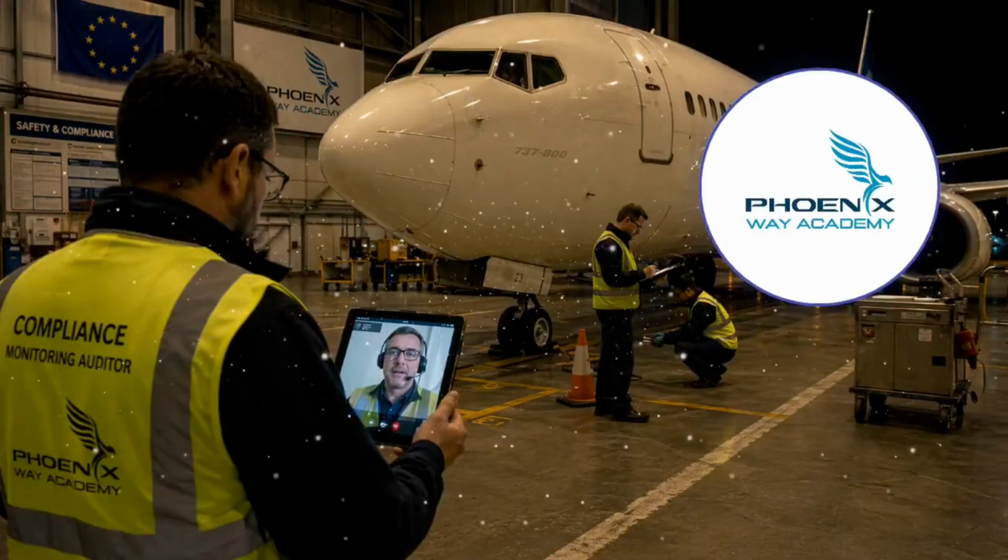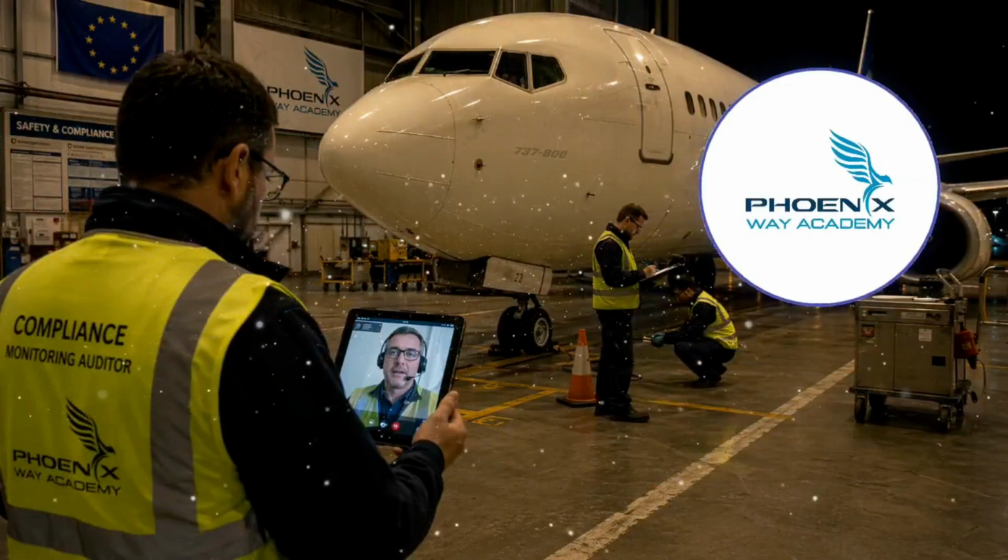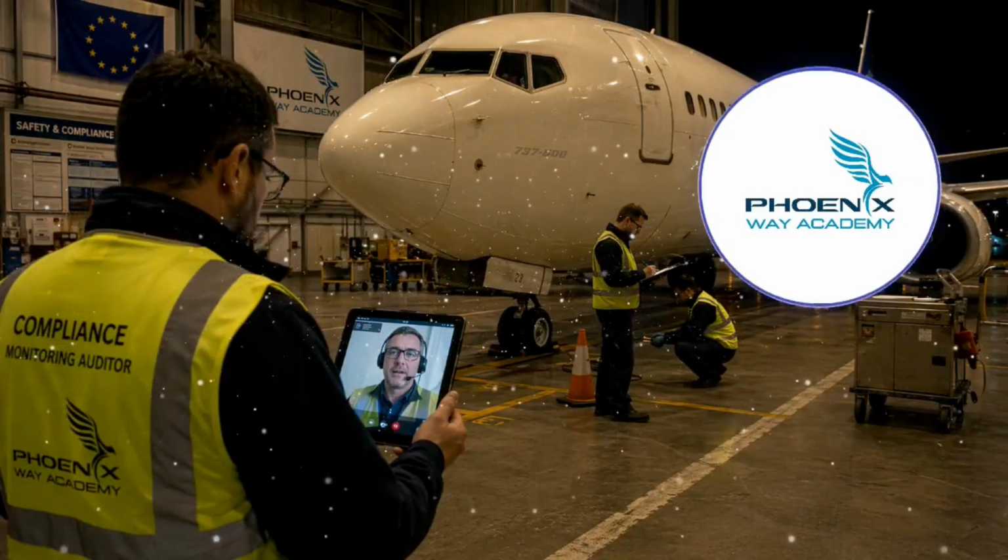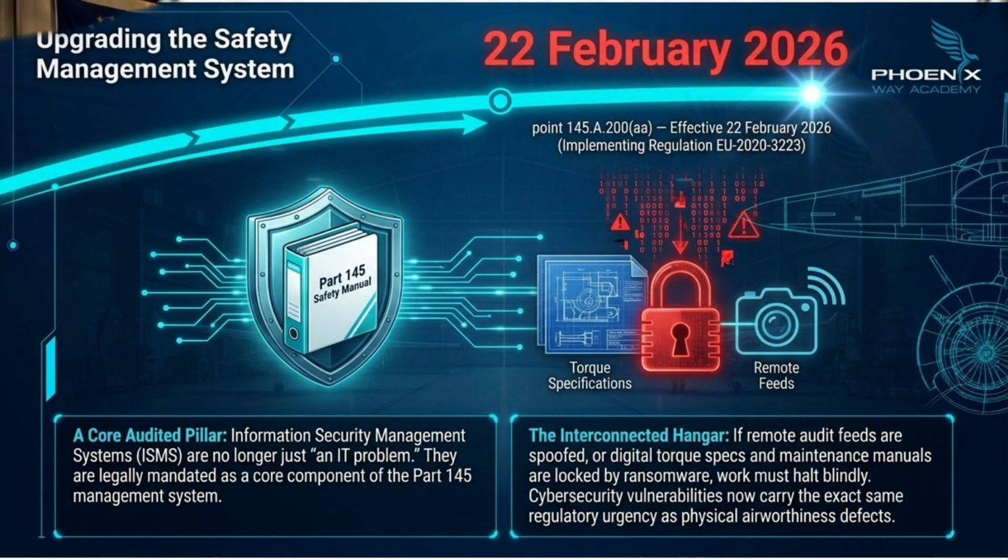The text reads, in addition to the management system referred to in point 145.A.200, the maintenance organization shall establish, implement, and maintain an information security management system in accordance with implementing regulation EU 2023/203 in order to ensure the proper management of information security risks which may have an impact on aviation safety. And note the timeline here. It explicitly states this is applicable from 22 February 2026.